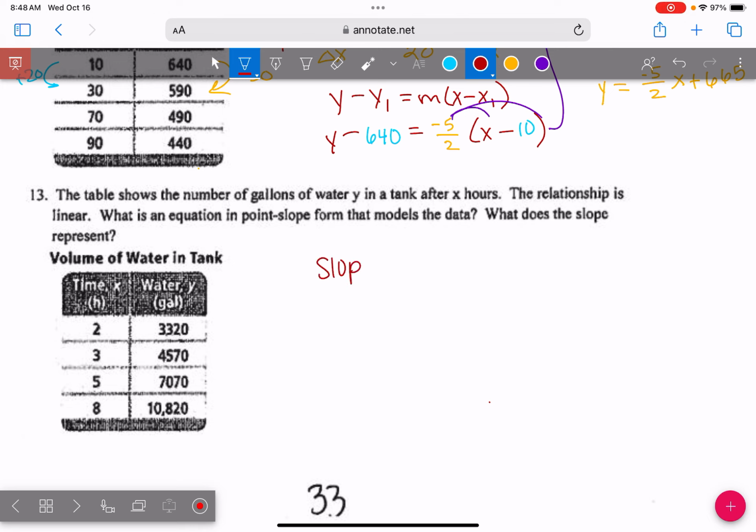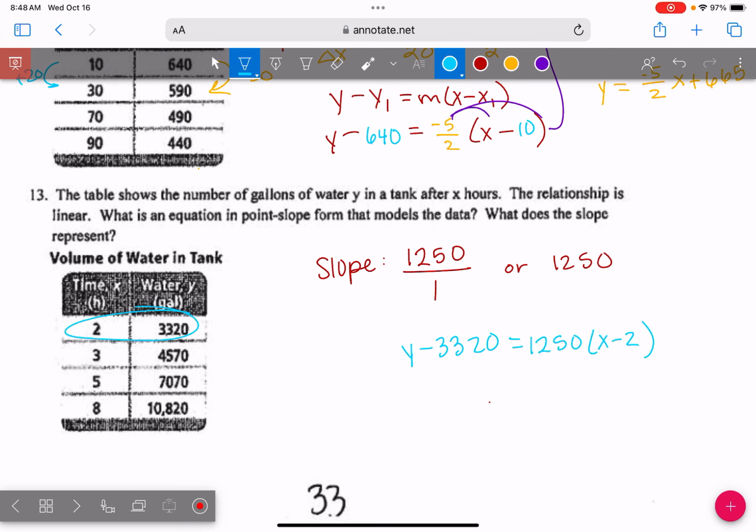You should have had a slope that was 1,250 over 1, or you could have just written 1,250. My point slope form was y minus, and I used the first point. I used this one right here. So that should have been your point slope form. And then my directions actually say I can stop there. Okay, so I don't need to go any further. If you did, not a problem. Your last equation should look like this.